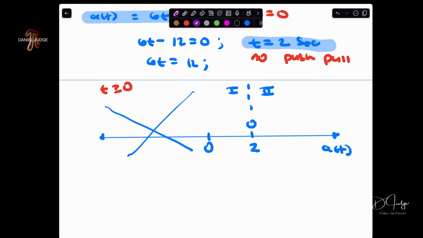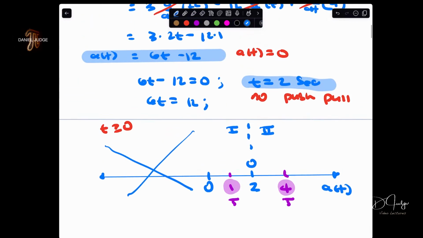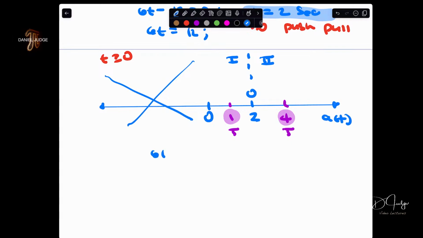All right, now we need test points. So since 1's available, I'm going to use 1. And I'll say 4 is available, I'll use 4. It doesn't have to be 3. Any number clearly in the interval. It can't be where it equals 0. Okay, we're going to test the acceleration. And we're testing the sign. So we're testing 6t minus 12. We really don't care about the value in sign analysis, just the sign of positive or negative.